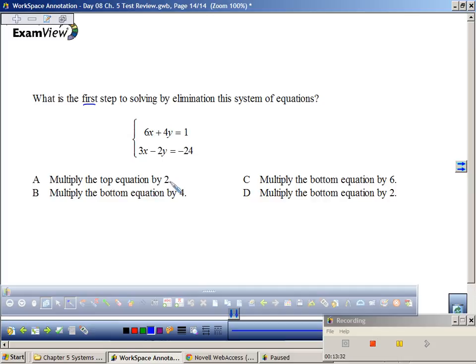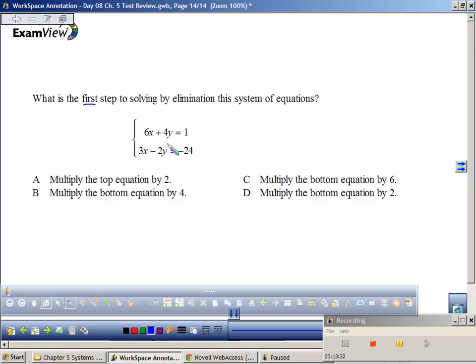Multiply the top equation by 2. Can I multiply the top by 2? Of course I can. Is that going to give me the easiest way or the first step to solving this equation? Multiplying the bottom equation by 4. If I multiply this by 4, I'm going to get 12x and I'm going to get 8y. Is that going to help me out? No.